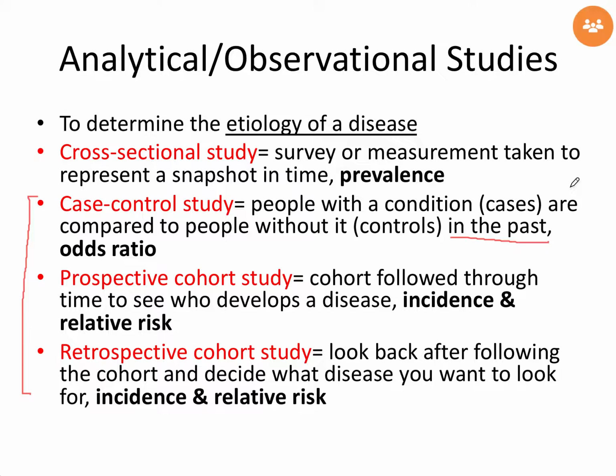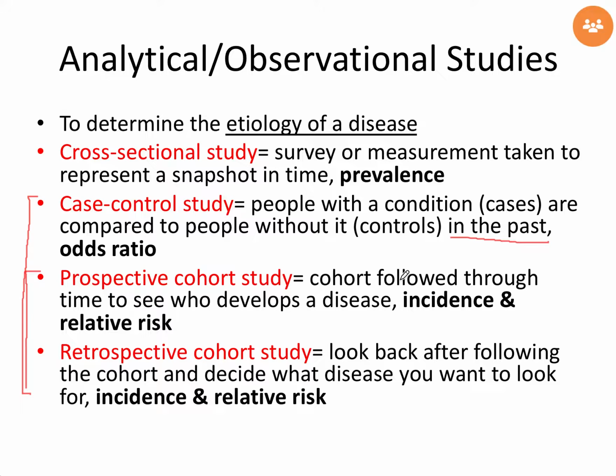So in this case, it's still a longitudinal study design. Next, we have the prospective cohort study. These next two are both cohort studies. A cohort is a group of subjects followed for a long time to see if they develop some condition. So prospective cohort study means that the cohort was followed through time to see who develops a certain disease.